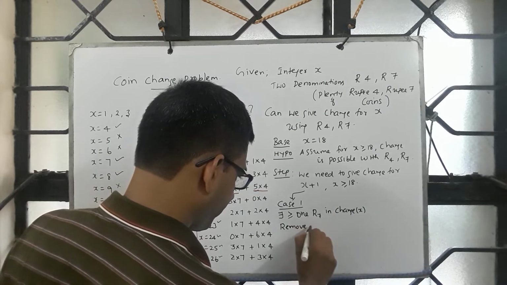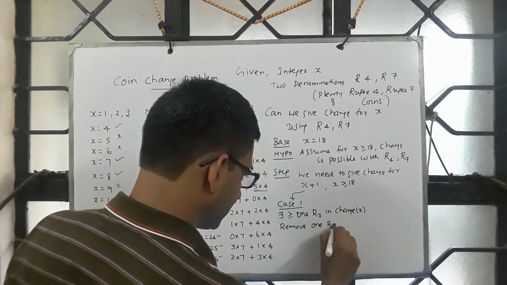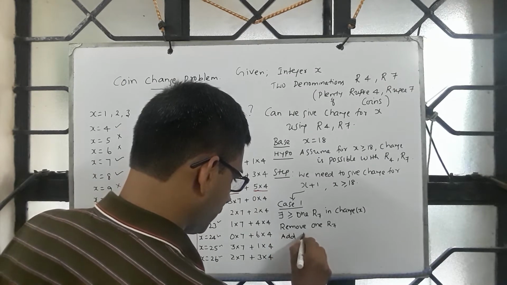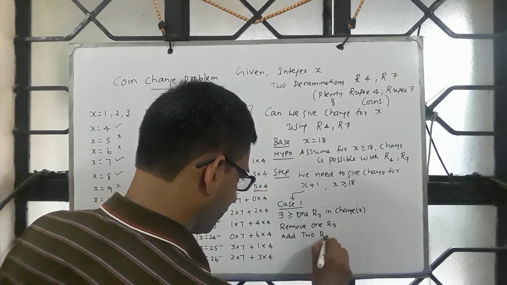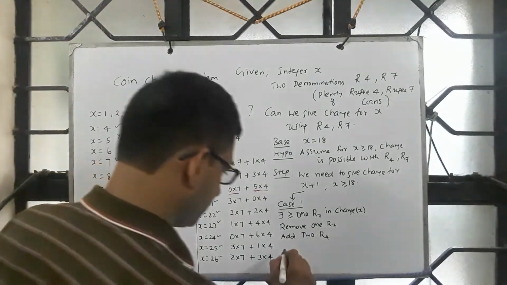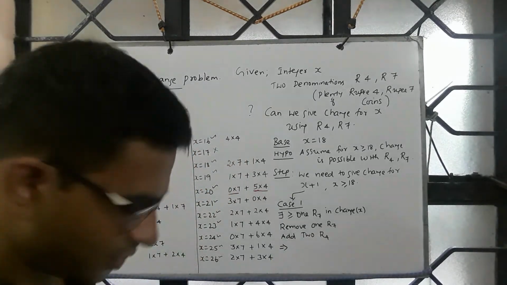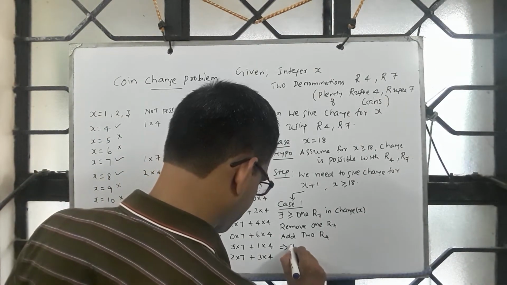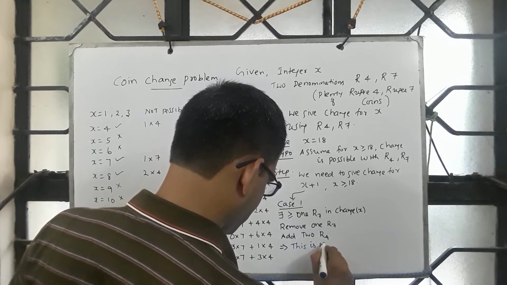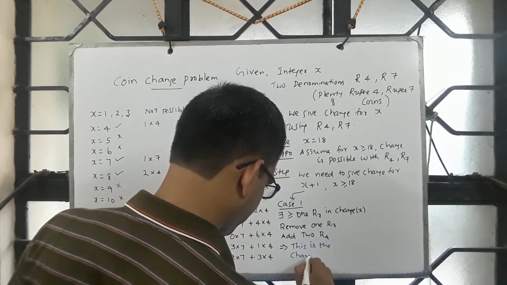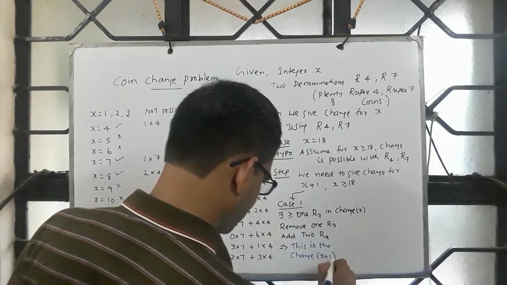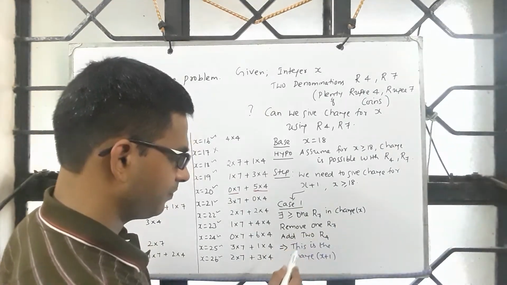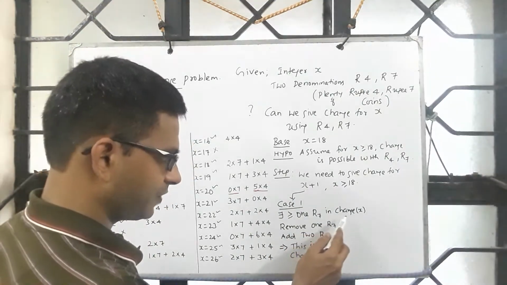Now, remove one R7 and add 2 R4. This implies that this will be the change for x plus 1. We know that change for x is possible. By induction hypothesis, change for x exists.